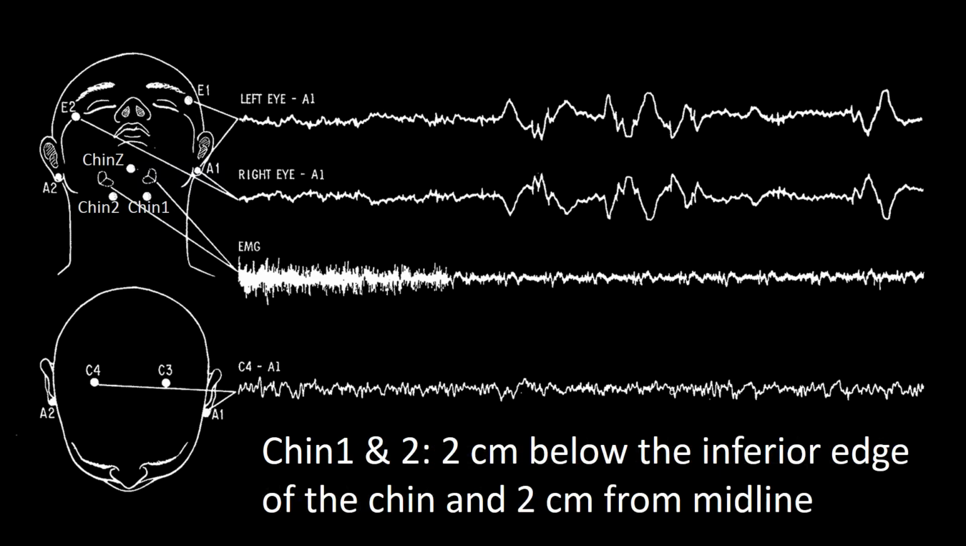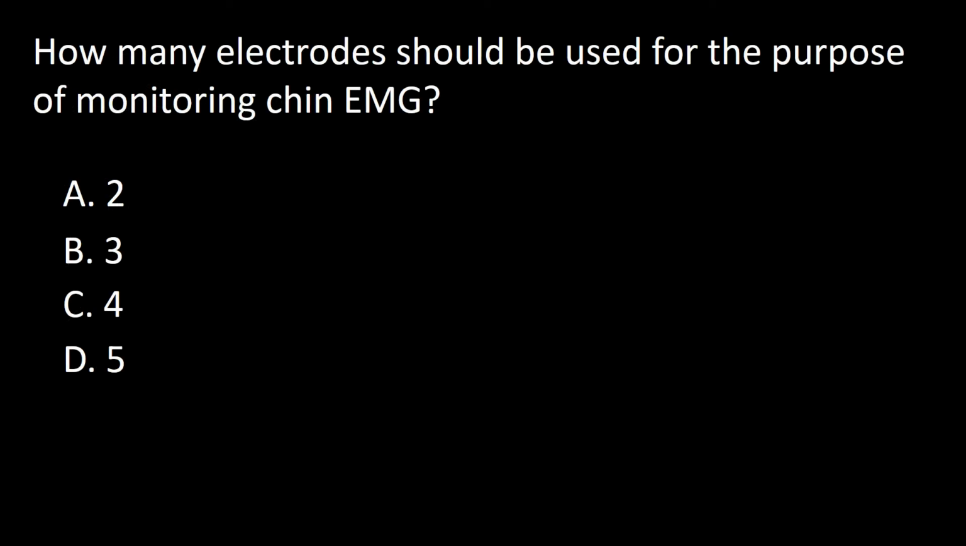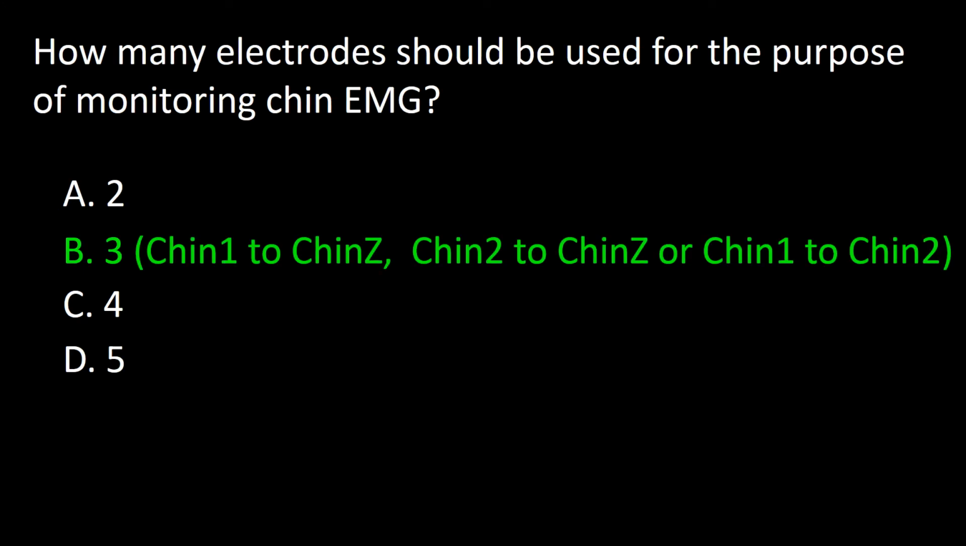Chin 1 and chin 2 are left and right chin electrodes. They are placed 2 centimeters below the inferior edge of the chin and 2 centimeters from the midline. In children, most of the time, instead of using 2 centimeters, we use 1 centimeter in all directions. So the answer to this question is B.